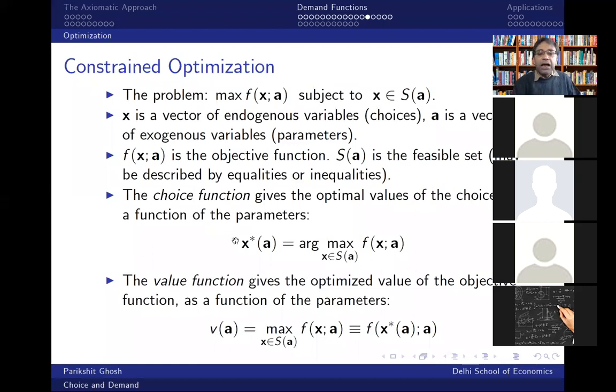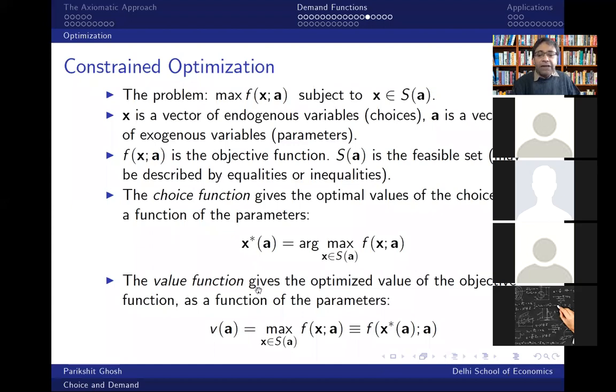So what are the endogenous variables? What are the X's in the consumer's problem? It's the set of quantities that the consumer finds optimum to buy, or the demand functions. So the demand functions are the choice functions in the consumer's problem, and they're functions of prices, income, taste parameters, and so on. Everyone with me? Okay, choice function is a general term applicable to any problem. In the consumer's problem, the choice function is called the demand function.